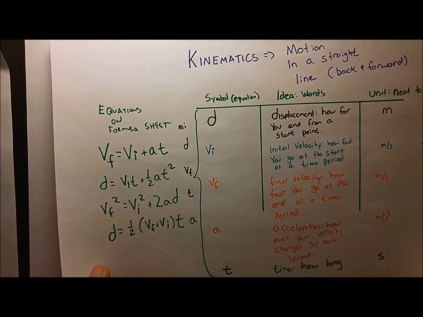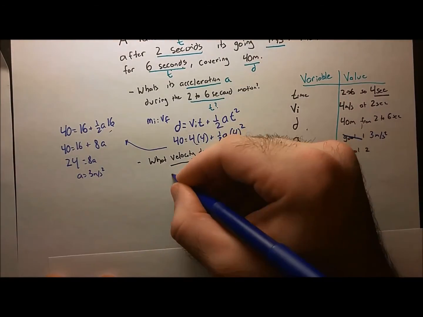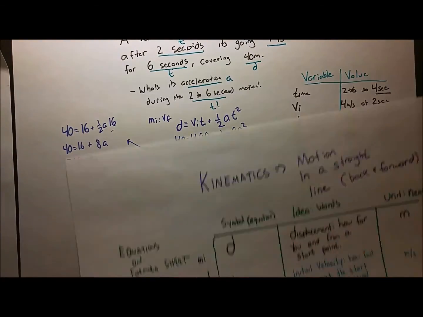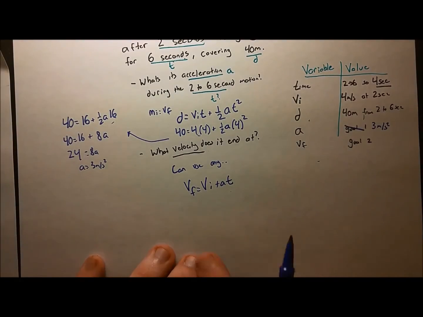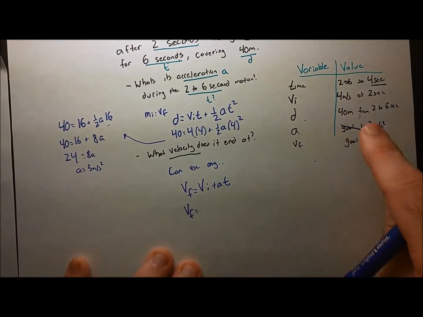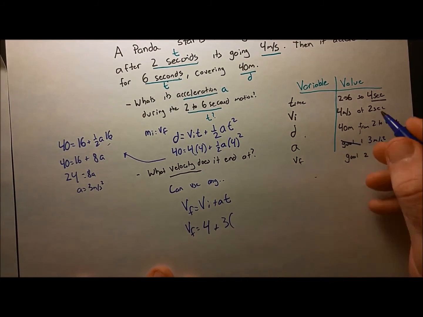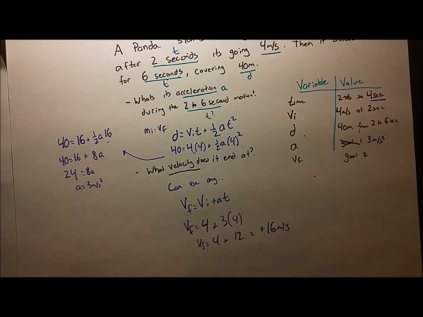So now we're going to go back and look for VF. But now we have many different things. We're no longer just limited to 3. We could use pretty much any equation as long as it has VF in there. So I choose the first one. You don't have to. You can choose another one that's got 3 of the 4 things we know. And finally going back, plugging in numbers. VI is 4, acceleration is 3, time is 4 seconds. We're going 2 to 6. We're going to have 16 meters per second.